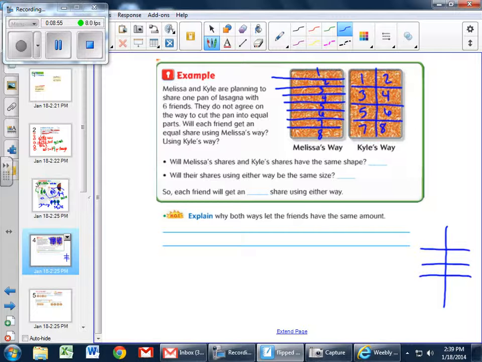Well, do Melissa's shares and Kyle's shares have the same shape? So this is more of a rectangle, long rod shape, and this is more of a traditional one. So they don't have the same shape. But if you look at them, they're each cut into 8 equal pieces. So will their shares using either way be the same size? Will each person get an equal piece of that 8th? Yes.